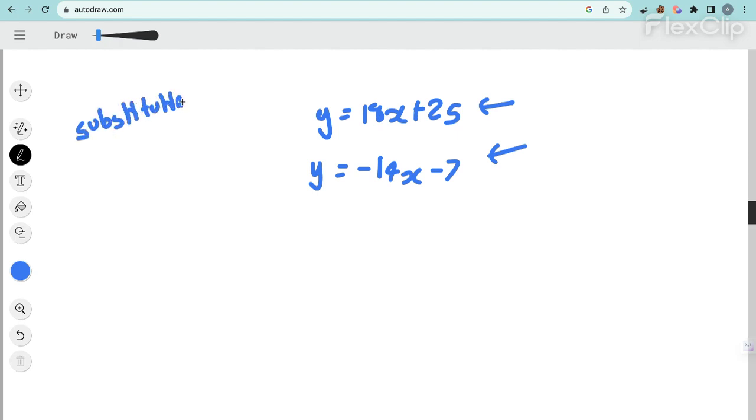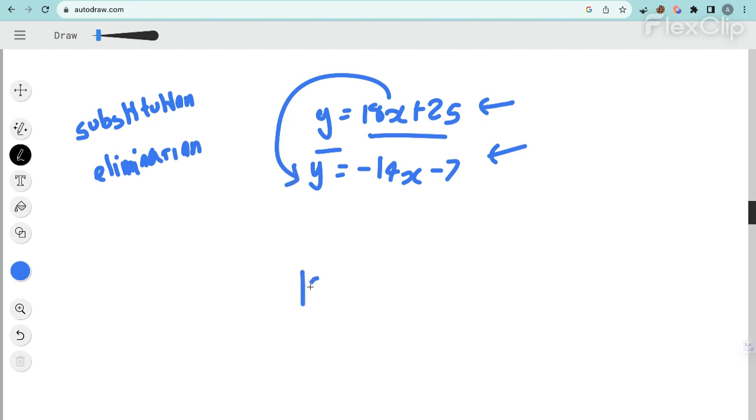and elimination. For this problem, I'm going to use both methods so that I can show you how this works. Normally, there's going to be one method for each problem that works the best. So first, let's try substitution for this problem. You know that y is equal to this. So what you do is you substitute this in for this. So now you have 18x plus 25 is equal to -14x minus 7.